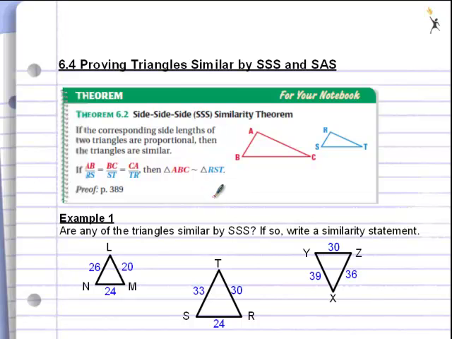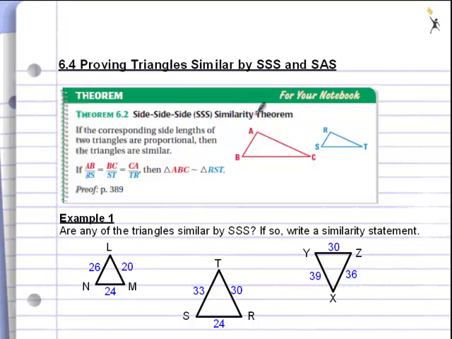Okay, the next section is dealing with similarity. Much like 6.3 was dealing with angle-angle, we're pulling back side-side-side and side-angle-side similarity. Now, if you remember, in Chapter 4, we dealt with the congruencies of side-side-side and side-angle-side, and now we're dealing with side-angle-side, side-side-side similarity.